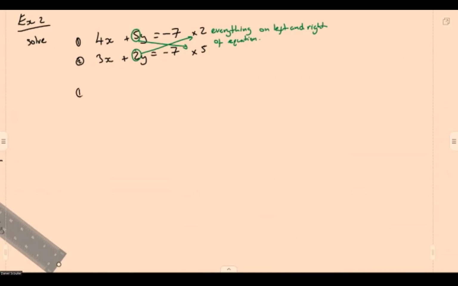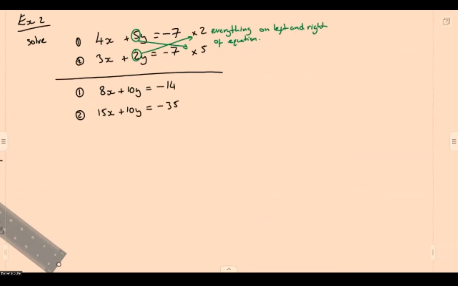Okay, so equation 1 is going to be 4 times 2 is 8x plus 10y equals negative 14. Equation 2 is going to become 15x plus 10y equals negative 35.